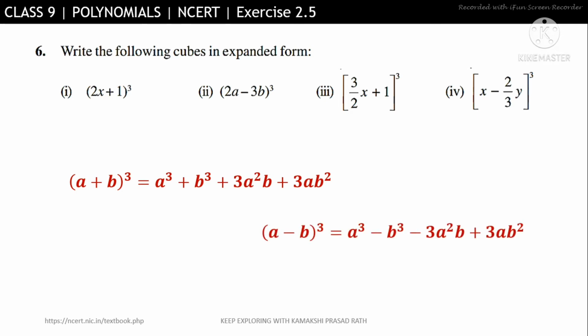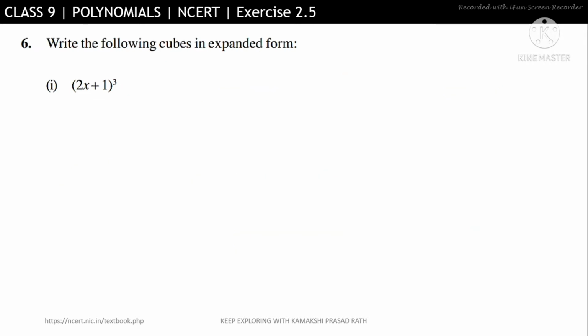So here we have to identify what this is. A plus b whole cube is nothing but the cube of a sum, and a minus b whole cube is nothing but the cube of a difference. That's the only thing we have: cube of a sum and cube of a difference of two terms, first and second. You just have to remember this much. So let's see how we can solve it.